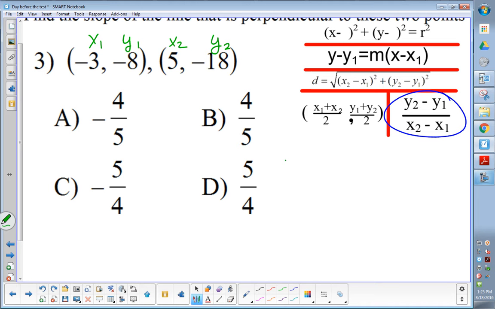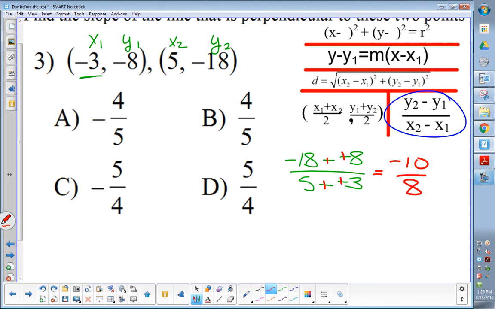I'm labeling and I'm plugging into my formula. So y sub 2 is negative 18 minus y sub 1, which is negative 8. On bottom, it's x sub 2, so 5 minus x sub 1, so negative 3. Since I'm minusing a negative, we're really adding. Negative 18 plus 8 is negative 10. And 5 plus 3 is 8. What do I need to do with that, though? Can I simplify it? Yeah, so simplify. Negative 5 over 4. So my answer is C.